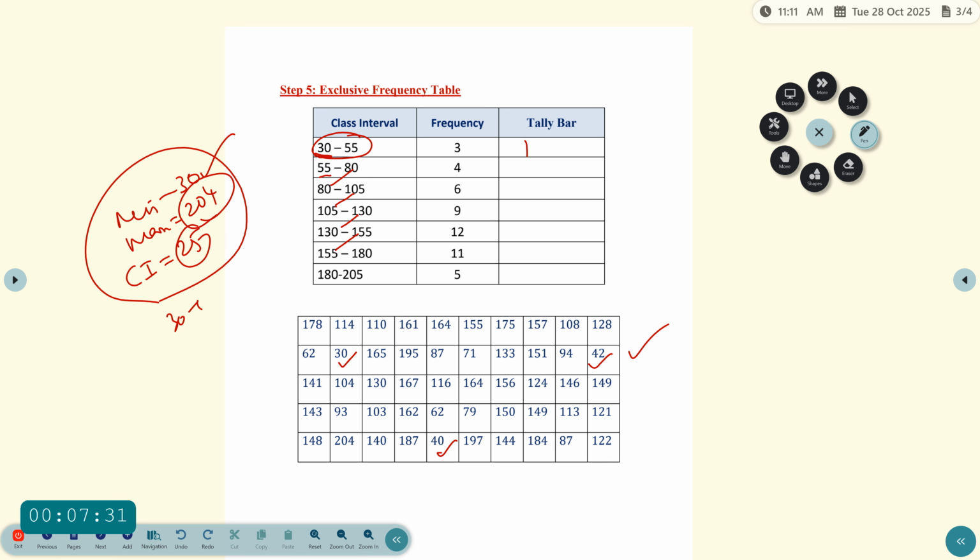So I put 3 tally bars here because the frequency is 3. After the tally bars, we have to calculate the frequency. First you fill in the tally bars, then count the tally bars and fill in the frequency.